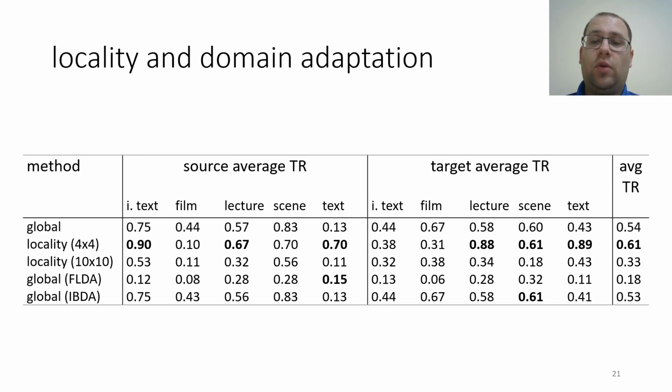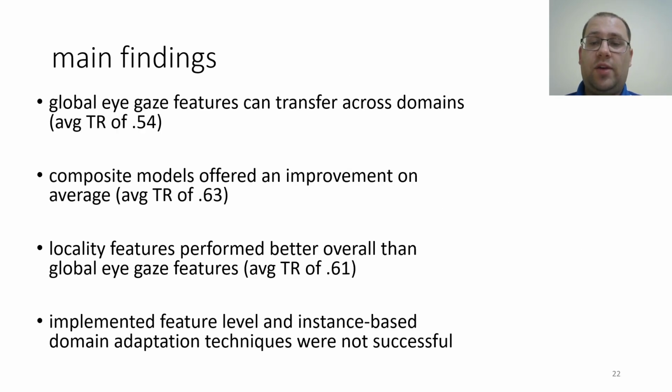On average, the locality features with a grid size of 4x4 perform better than the global features, with improvements for all domains except the film domain. However, neither domain adaptation technique was successful at performing better than the global cross-domain models. Our main finding was that we could transfer across domains, with global eye gaze features achieving an average TR of 0.54. We were able to improve on these results on average by building models using multiple domains or using locality features, but the domain adaptation techniques we implemented did not result in any improvements.